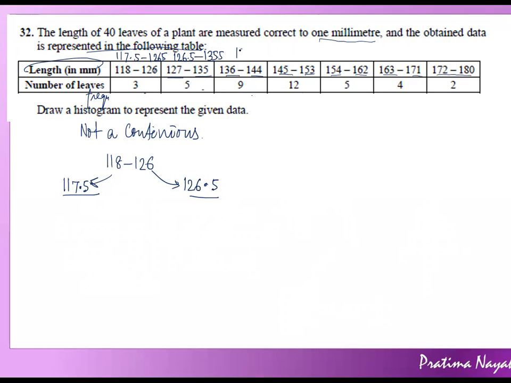Next will be 135.5 to 144.5. It should be continuous, otherwise you cannot draw the histogram. Next is 144.5 to 153.5. Next is 153.5 to 162.5. Then 162.5 to 171.5. Next is 171.5 to 180.5. Then only you can draw. Please note down.